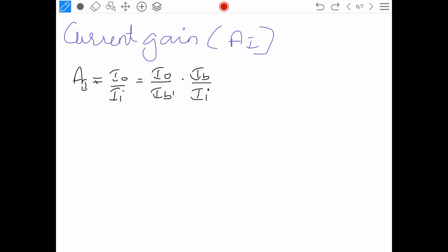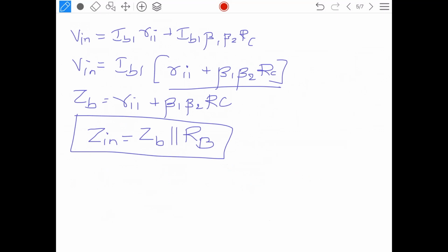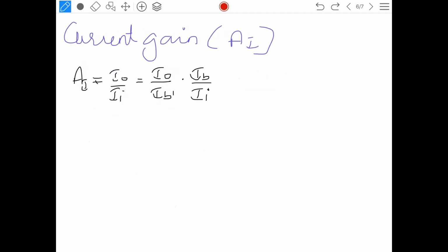Now, coming to the circuit, what is the output current? It is IC, but in the opposite direction, negative. So from the circuit, I0 is equal to minus IC, and minus IC by IB1 in that case becomes beta 1 into beta 2. I am just rewriting it here: I0 by IB1 is equal to minus IC by IB1, which is beta 1 into beta 2.